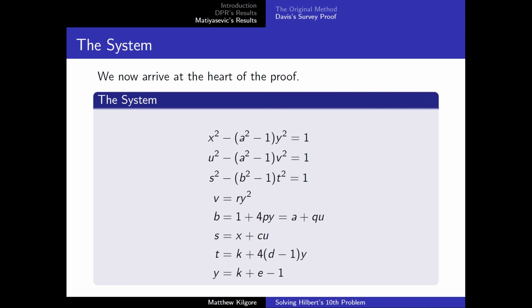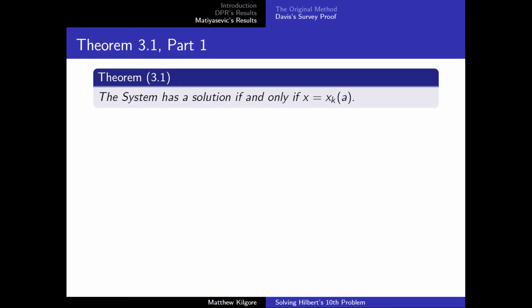The first three, you're looking at Pell's equation. But that being said, ignoring that, it still seems pretty off balance. But it isn't, because, as hard as it may be to believe, this system has a solution if and only if x equals x_k of a.